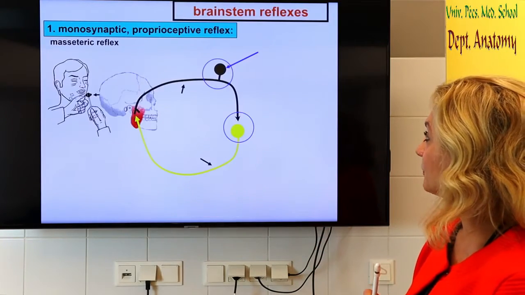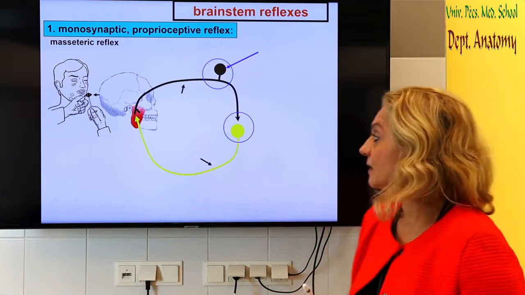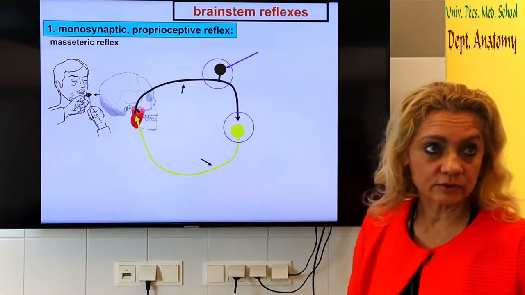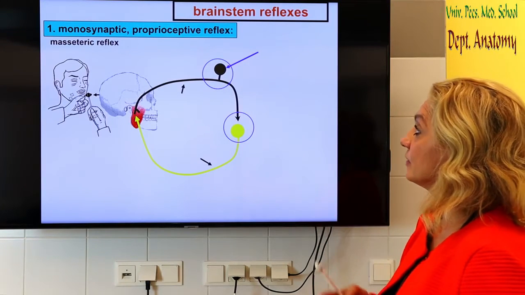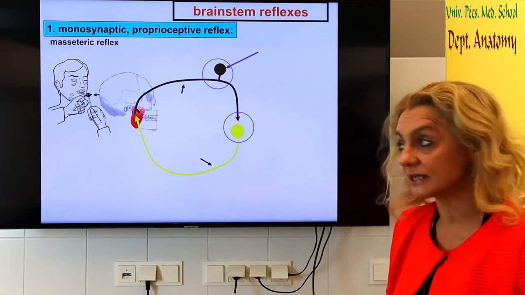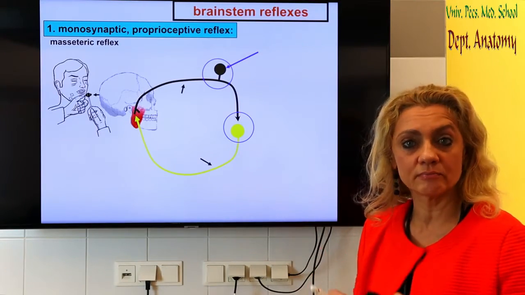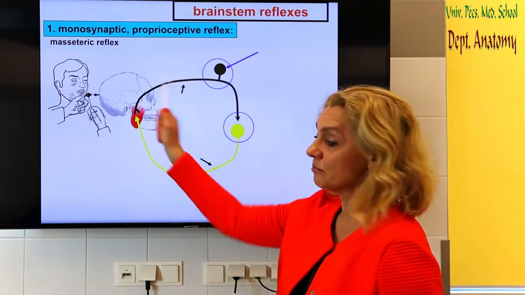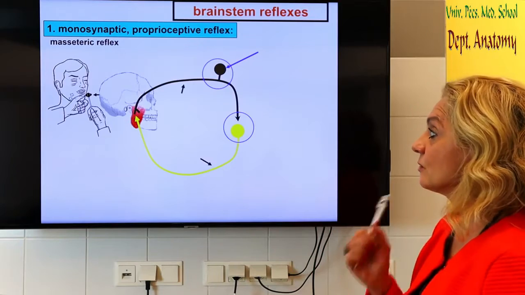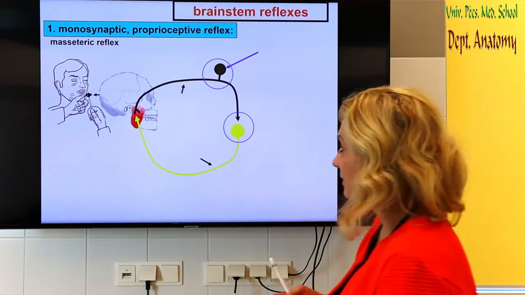muscles too. Finally, let's see the brainstem reflexes. Just like with the spinal cord reflexes, we have monosynaptic reflex here too, which is basically the proprioceptive reflex of the mastication muscles. The best known example is the masseteric reflex, because this is the one that neurologists also examine.